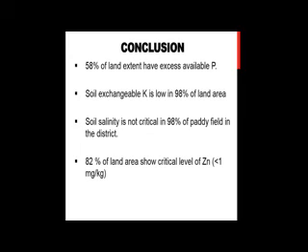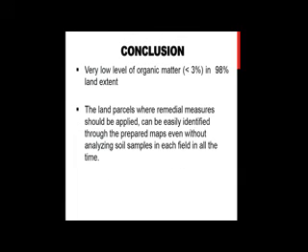The conclusions are: 58% of the land extent has excess available phosphorus. Soil exchangeable potassium is low in 98% of the land area. Soil salinity is not critical in 98% of paddy fields in the district. 82% of the land area shows a critical level of zinc, and there is a very low level of organic matter in 98% of the land extent. The land parcels where remedial measures should be applied can be easily identified through the prepared maps, even without analyzing soil samples in each field all the time.